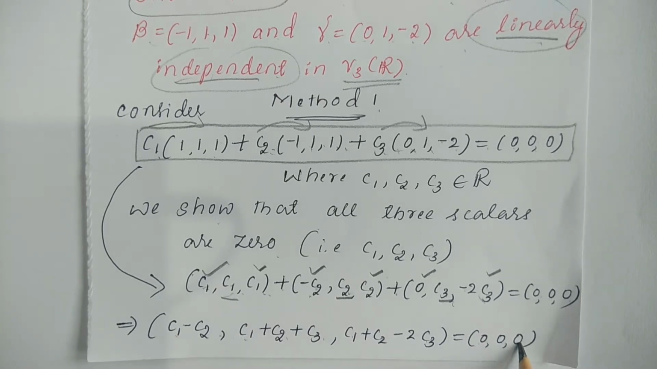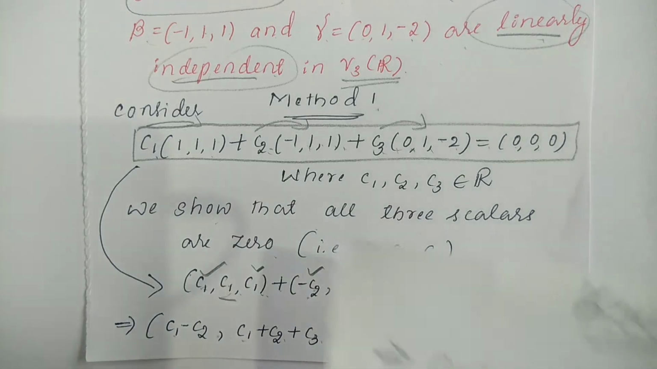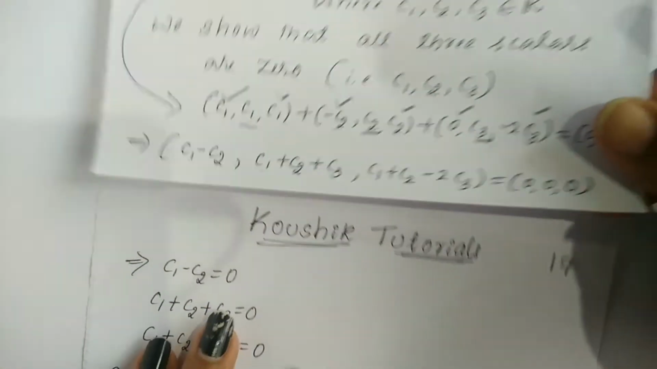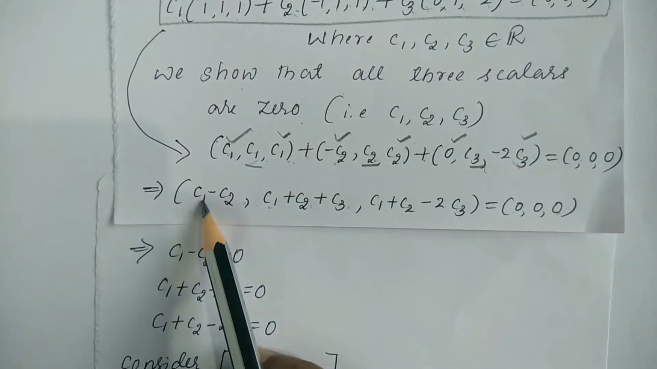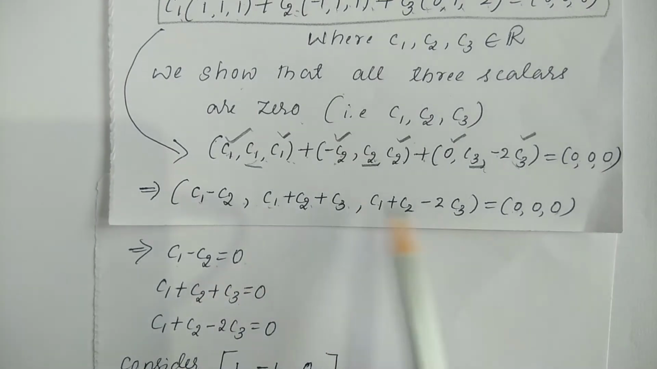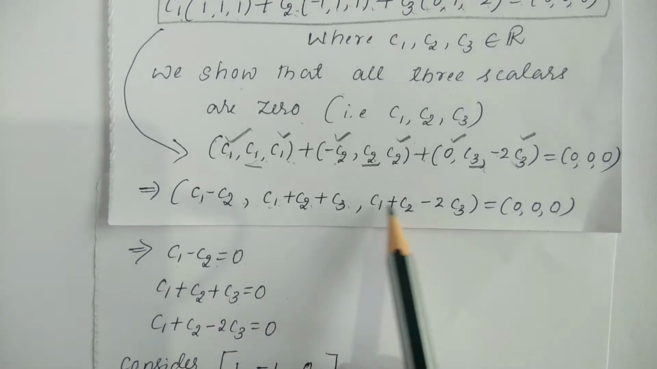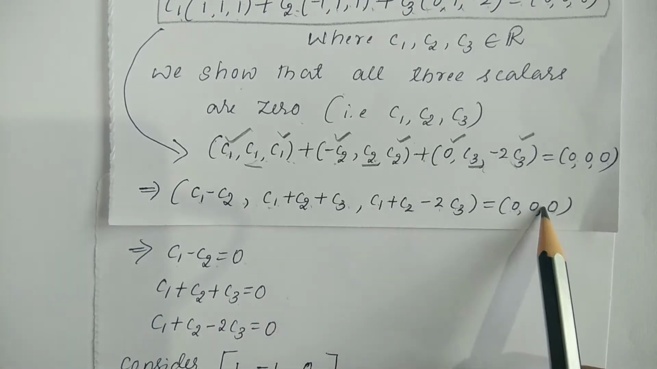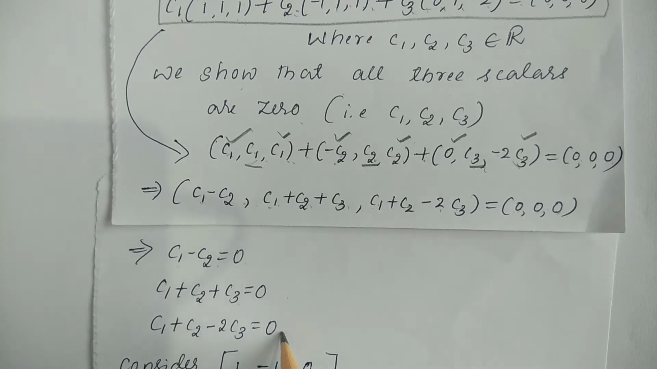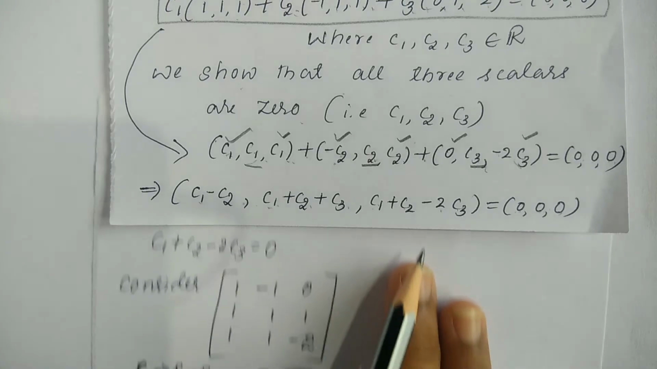Now I am equating these. In the next step, C1 minus C2 equals 0. Next, C1 plus C2 plus C3 equals 0. Next, C1 plus C2 minus 2C3 equals 0. We get three equations. Now we solve these equations to find the values of C1, C2, C3. For that, I am considering the matrix method.